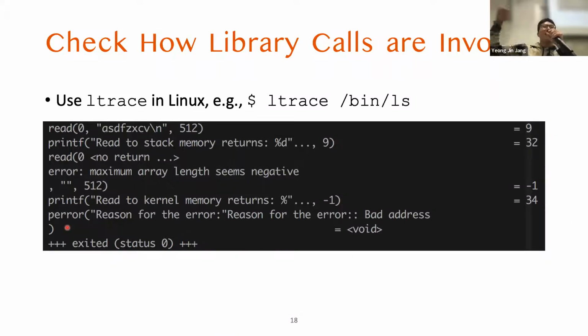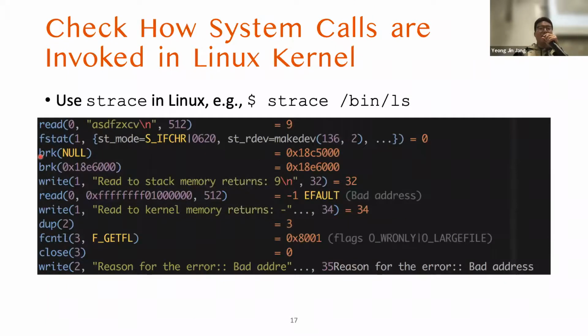So ltrace is more matching to the source code of the program, but internally the libraries will make these kinds of system calls. And then strace shows how the application interacts with the operating system. Those are the implications of strace and the system call.